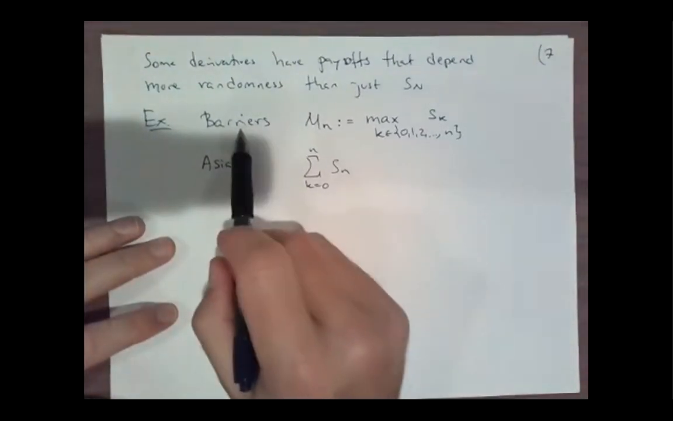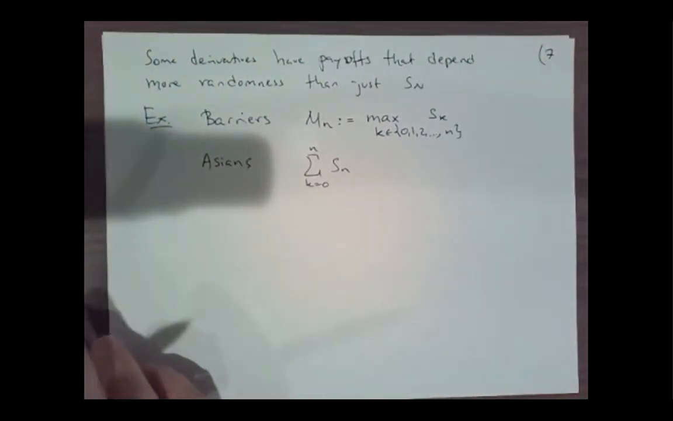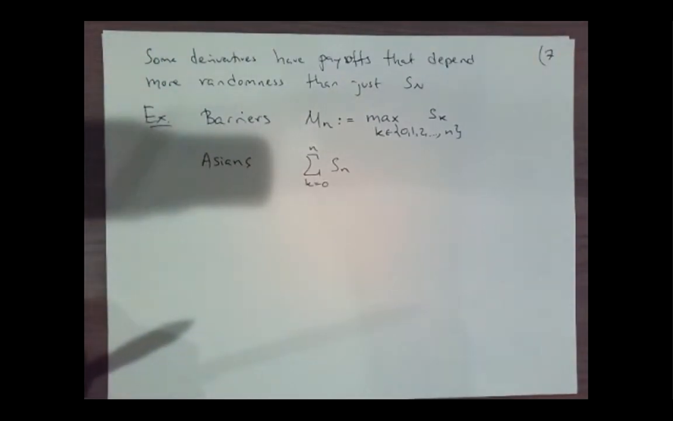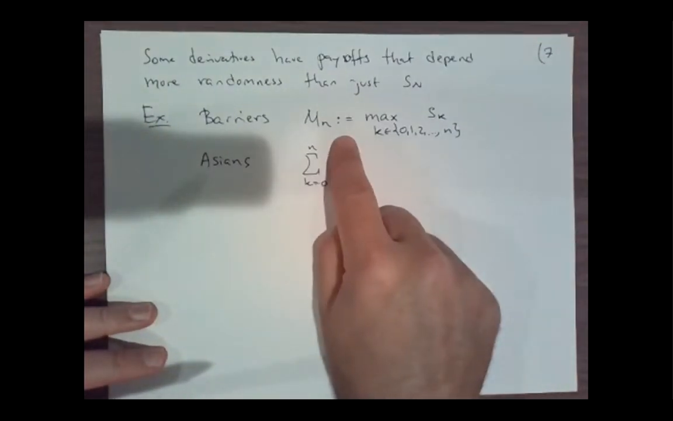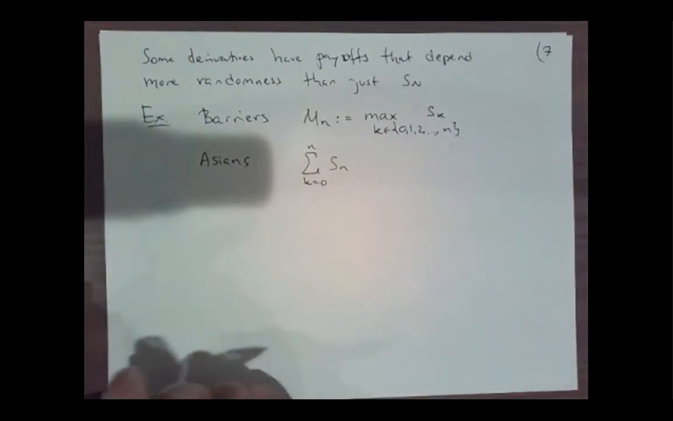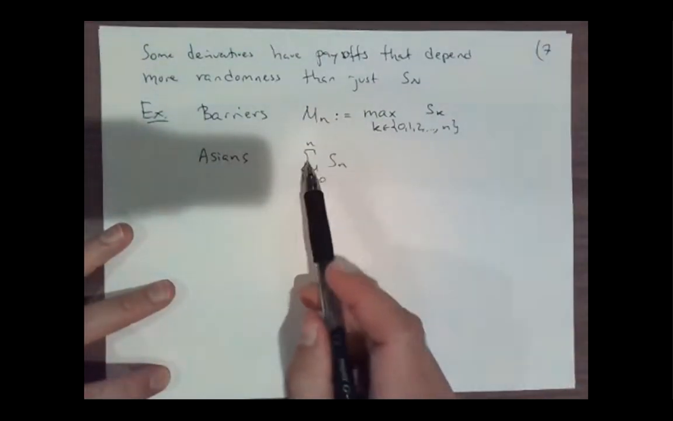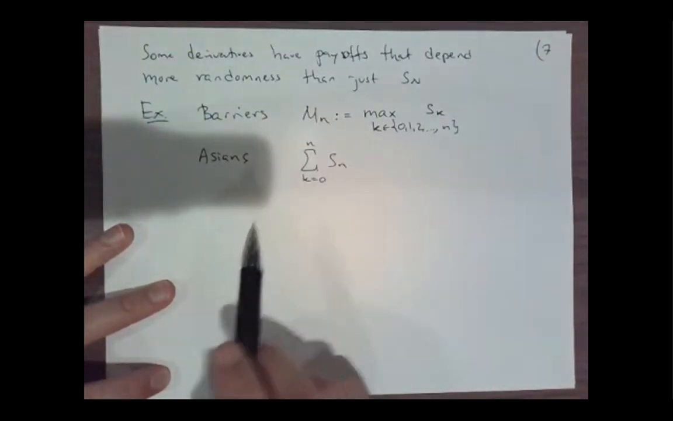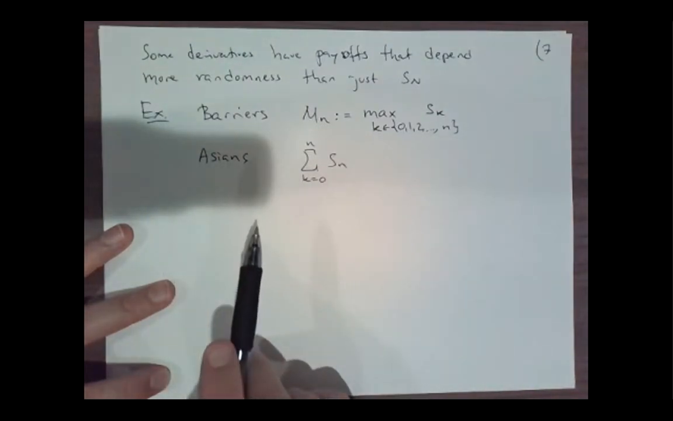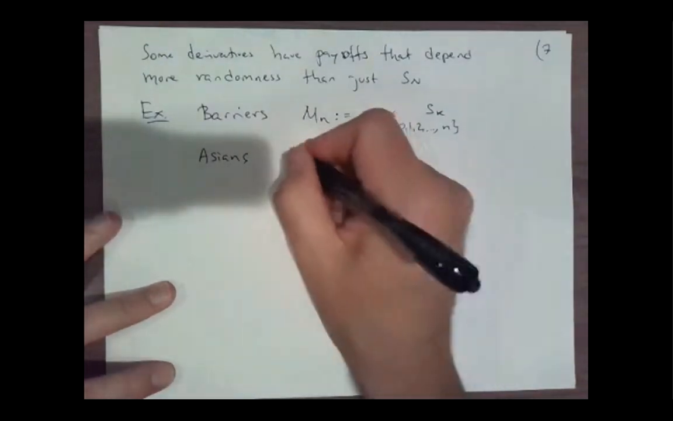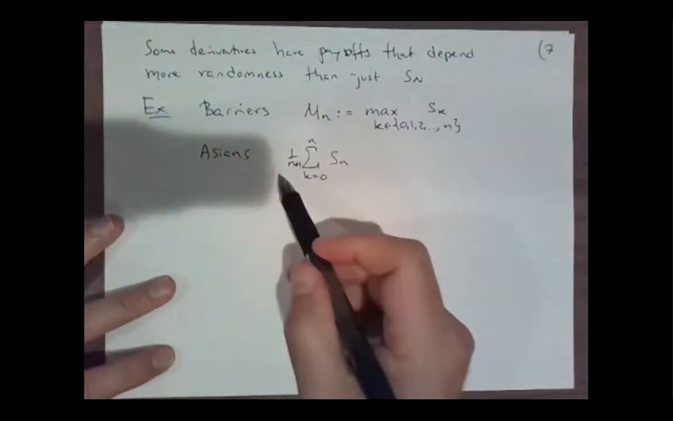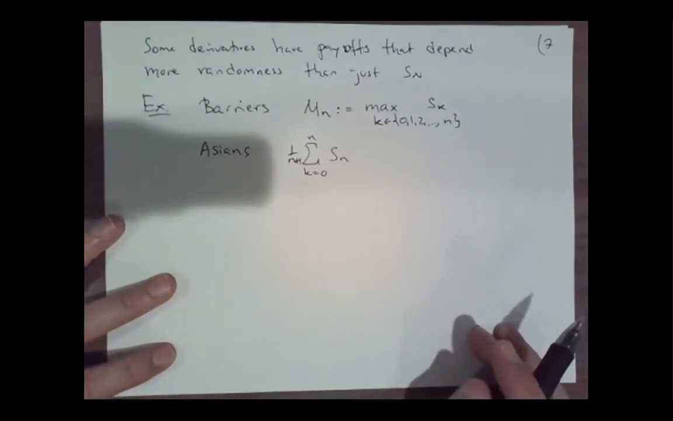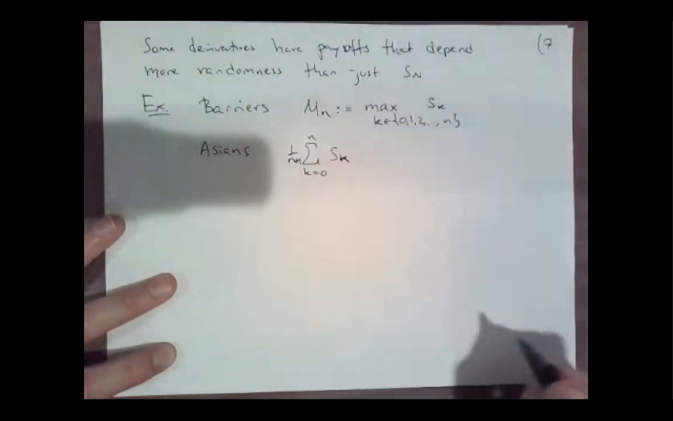Barriers, we think about barriers again. The option knocks in or knocks out if the stock price has reached a certain level over its lifetime. And so then you have to keep track of the max or the min. Asians, they typically pay out something depending upon the average stock price, right? So then you have to keep track of something like this. Maybe it's n plus 1 here. Do we add Sn, n plus 1? Oh, okay. That's good.